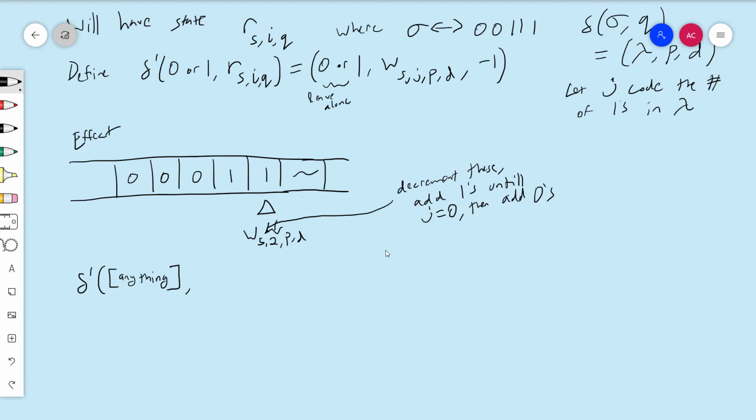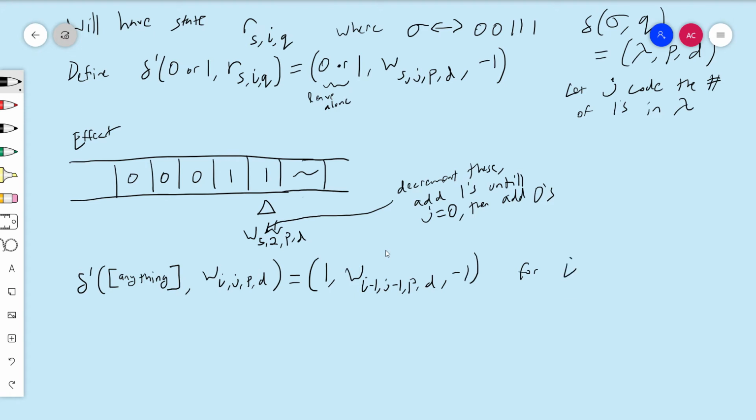I just don't care what it is. So W, I, J, P, D is going to equal... whoops, gotta close the parentheses. It's going to write in a 1. This is the case that J is greater than 0 and I is greater than 0. I'm going to transition to the state W, I minus 1, J minus 1, P, D. So P and D stay the same, and I move left.